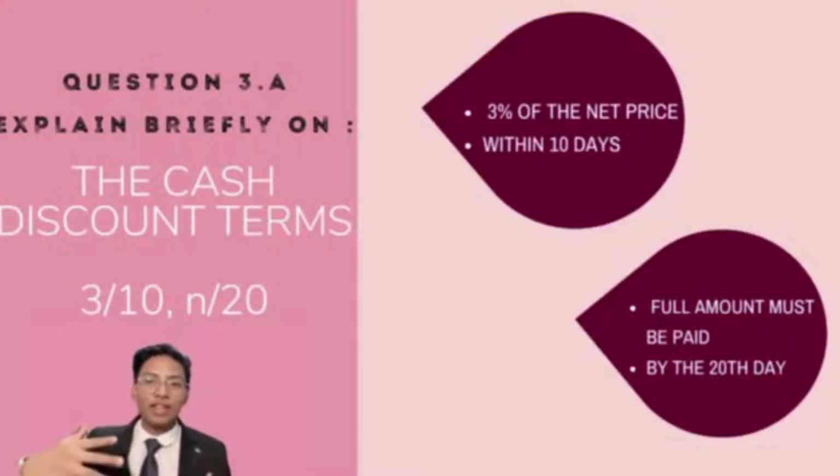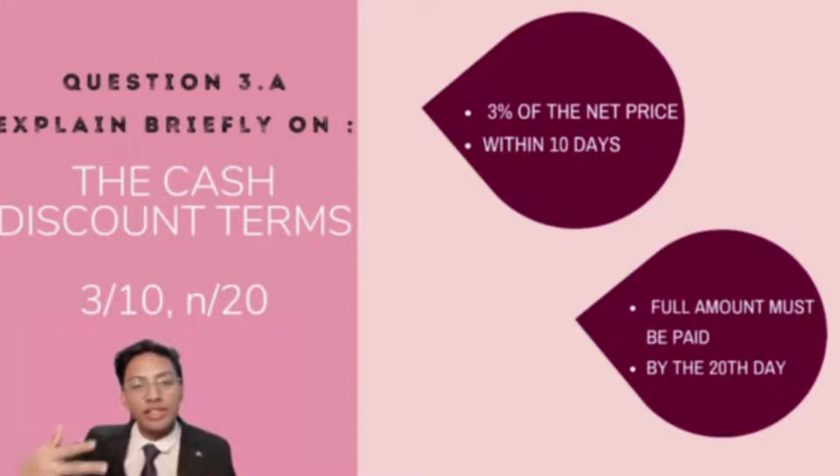Question 3 asks that to explain briefly on cash discount term, which are 3 over 10 and net over 20. Then, to explain it, the 3% of the net price may be deducted if invoice is paid within 10 days. And the full amount must be paid on the 20th day. Therefore, this is how we explain easily about the cash discount terms.